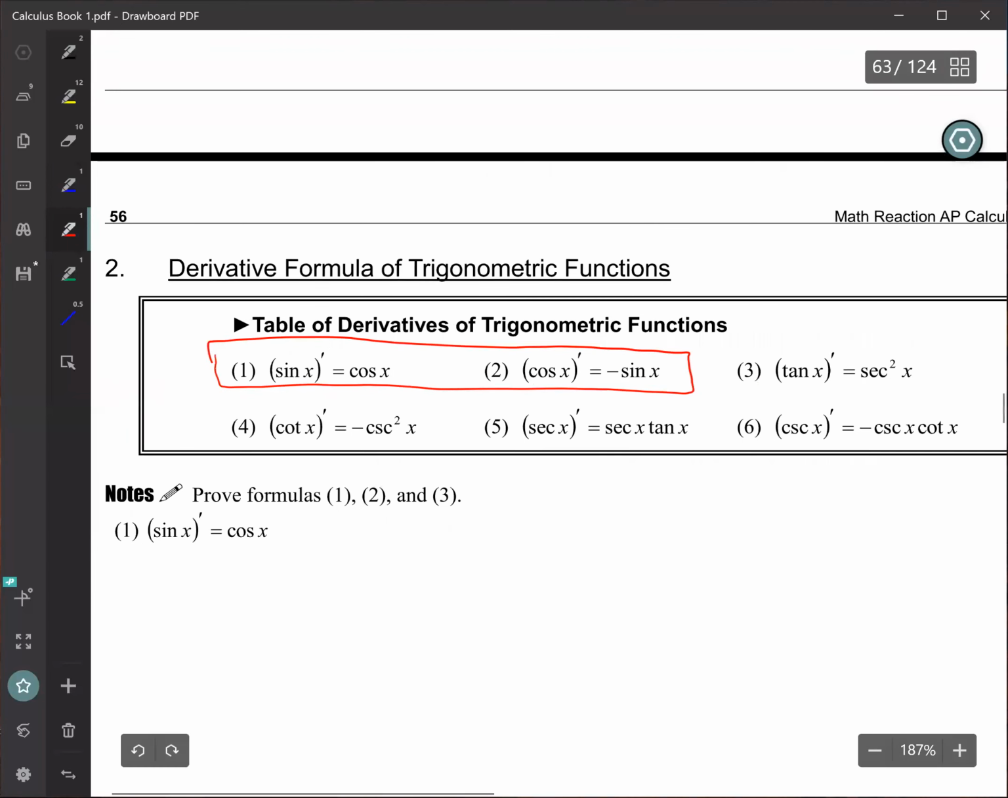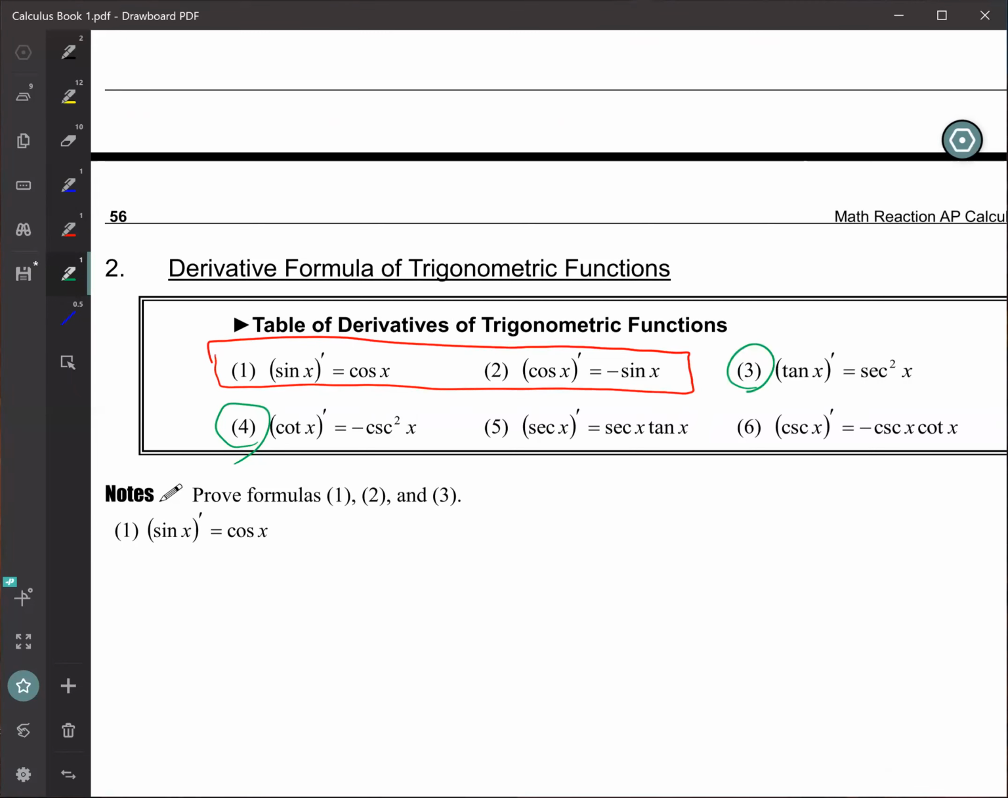And then tangent, cotangent. Tangent prime is secant squared. Cotangent prime is negative cosecant squared. So kind of like a pair, right? And then you have secant prime is secant tangent. Cosecant prime is negative cosecant cotangent. So you will need to memorize these.